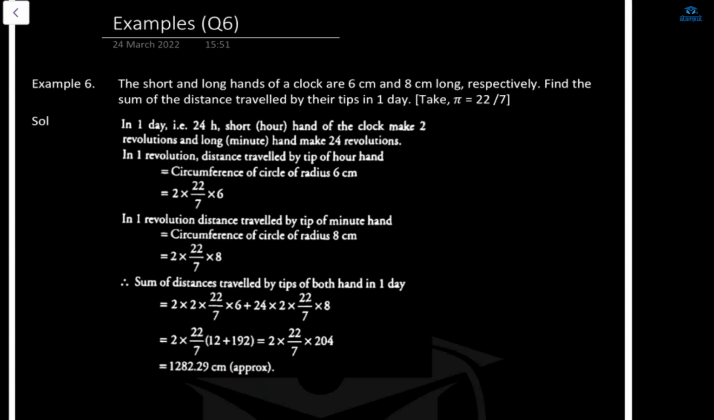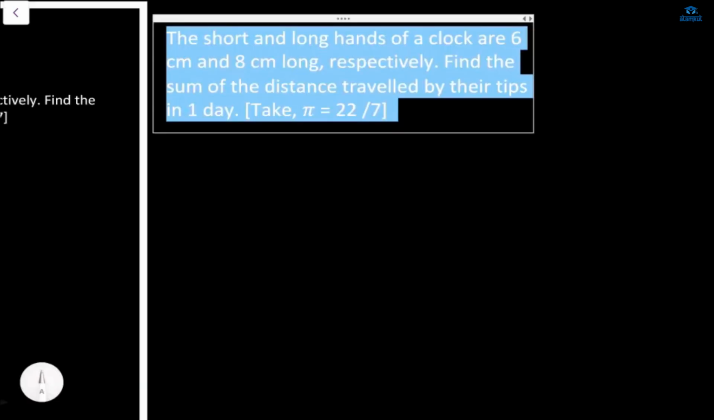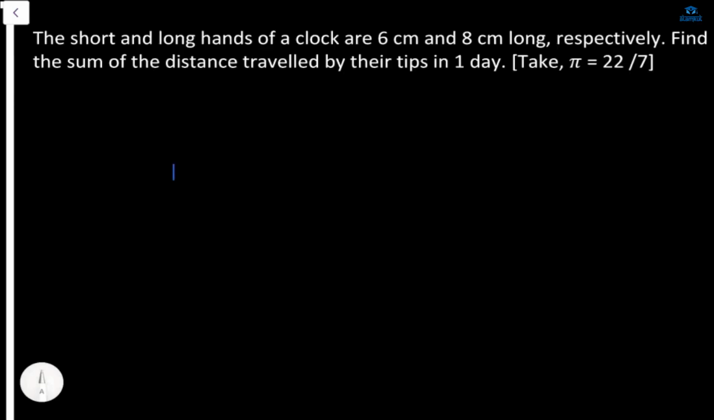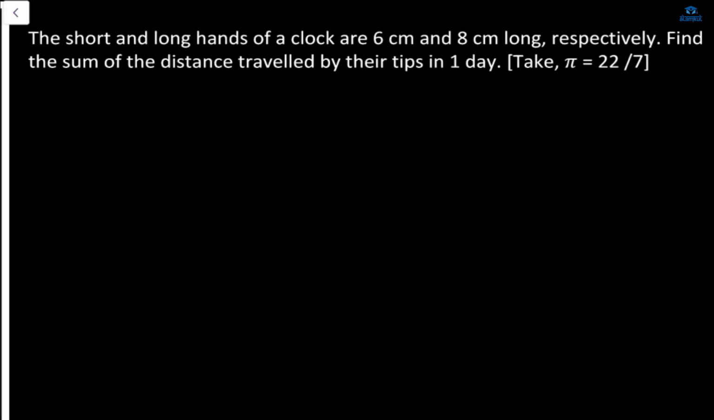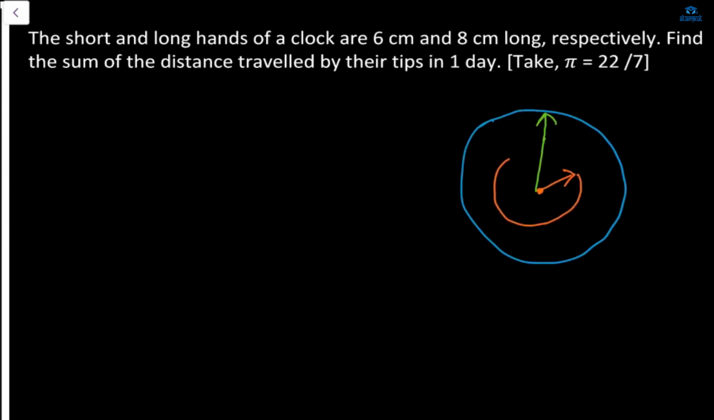Now here's the question. What does the question say? The short and long hands of a clock are... As it is talking about the clock, let's see, this is your clock. Everybody knows that there are two hands of a clock, one is the small hand and one is the bigger one. So you can say that there will be two circles here. The short and long hands of a clock are 6 centimeter and 8 centimeter. The values here are: this one is 6 centimeter and this one is 8 centimeter.